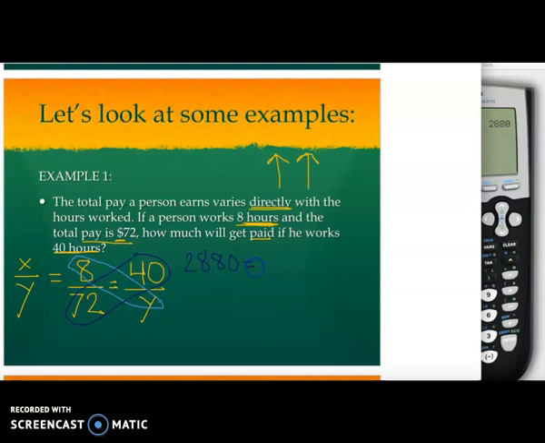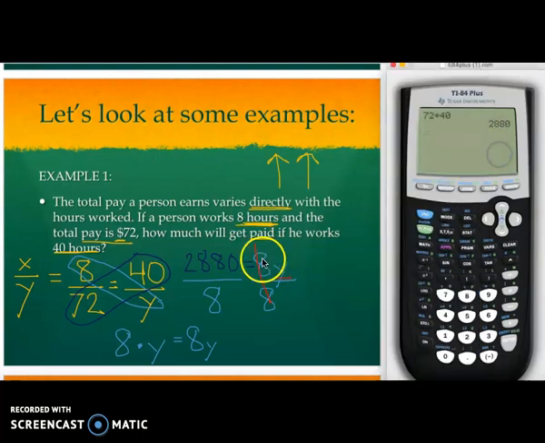And when we multiply 8 times Y, when we combine a number with a variable by multiplying it, we're just going to be left with 8Y, okay? So 2,880 equals 8Y. Now, we're not done. We want to get the Y by itself, so what do we do? We're going to divide by 8 on both sides because that will cross out the 8 here, leaving the Y by itself.